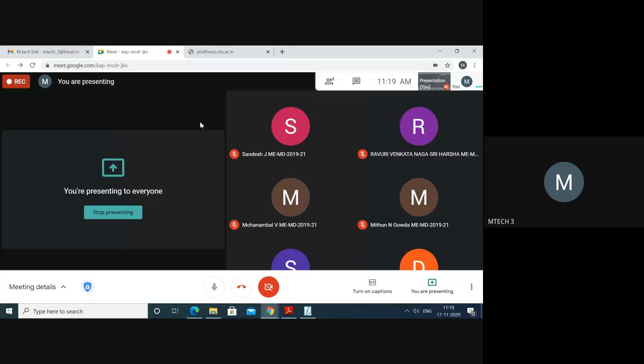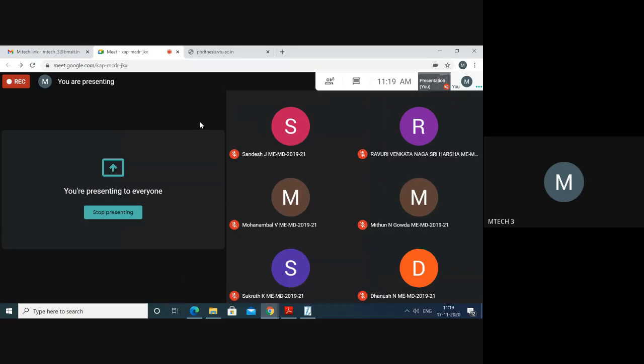Sandesh, what is F? K into X, first thing. F is equal to K into X. All of you fill that in. Then for dashpot, F is equal to C into dx by dt. Next, F is equal to m into d square x by dt square.